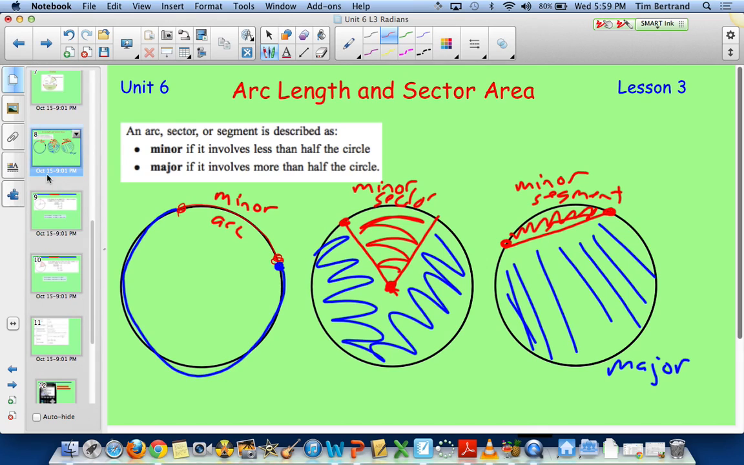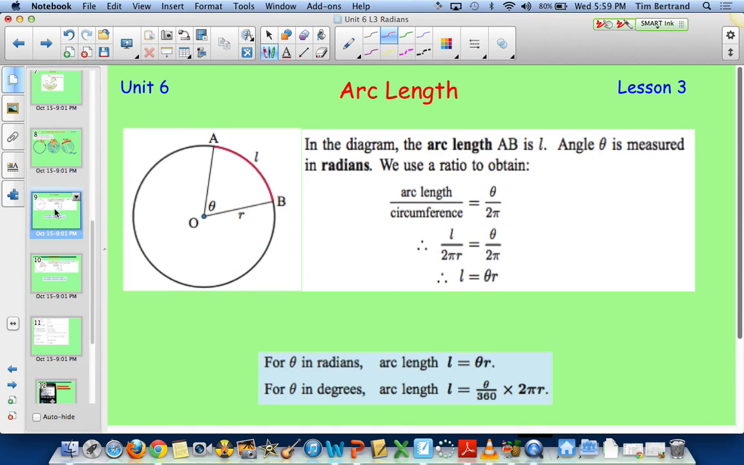A few more. So a couple formulas for you. The first one is arc length. If we label an arc length L, that's the common letter we'll use, and we measure our angle in radians, then this formula will work.